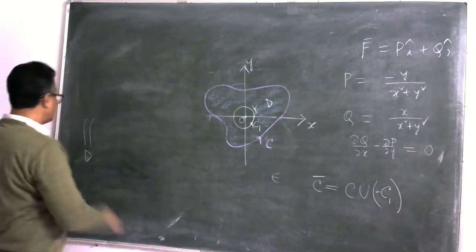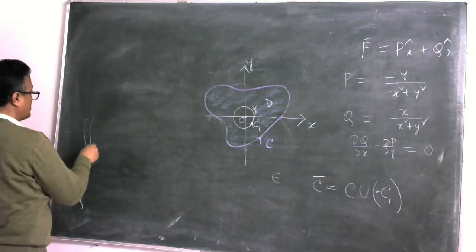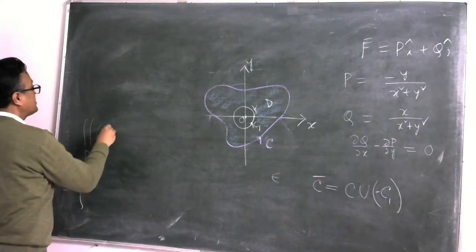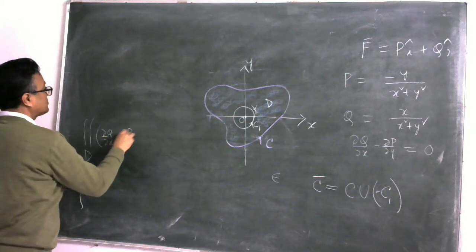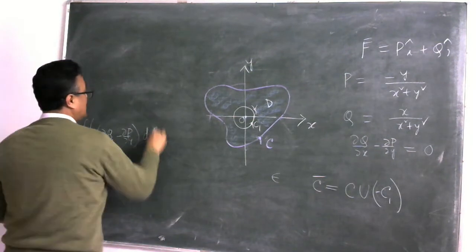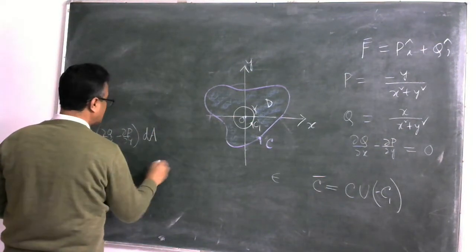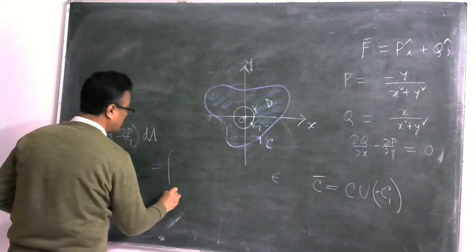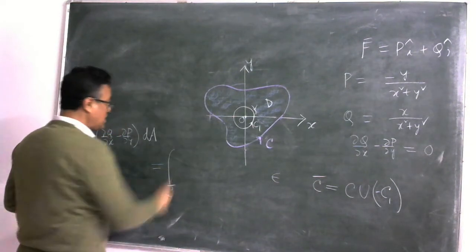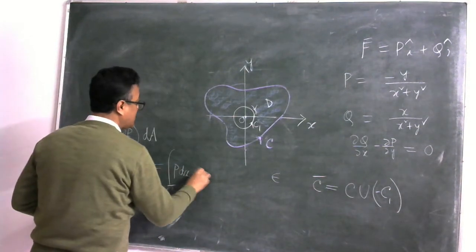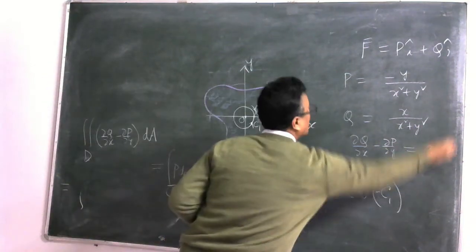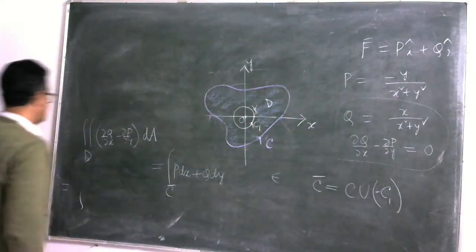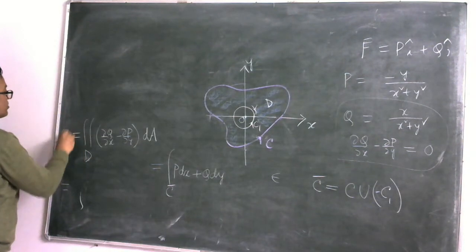Okay, so that is what is going to happen if I apply Green's theorem here, right? So this is going to give me the integral over C bar of P dx plus Q dy. I have already told you, you can easily work it out that this is 0. So from here I am going to get 0.